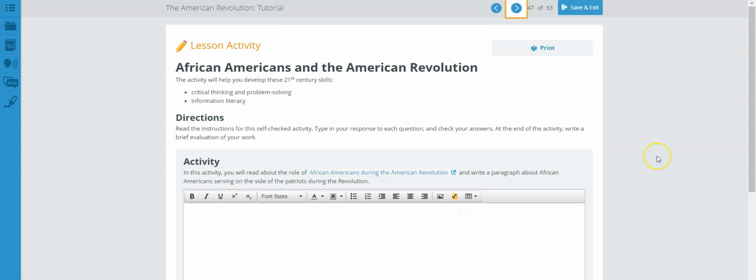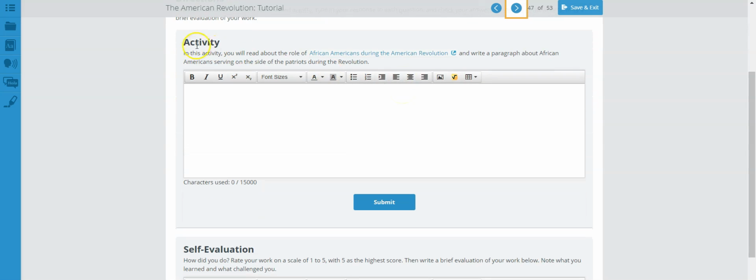Let's move on. We are now on page 47 of the American Revolution tutorial, and here we have another lesson activity, African Americans in the American Revolution. Let's read the activity part so we'll know what to do here. In this activity, you will read about the role of African Americans during the American Revolution and write a paragraph about African Americans serving on the side of the Patriots during the Revolution.